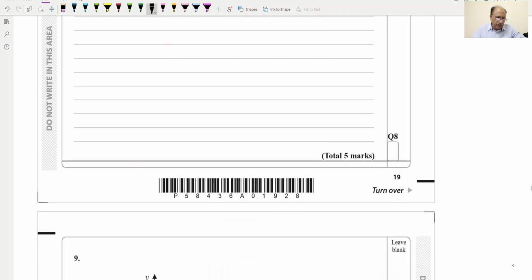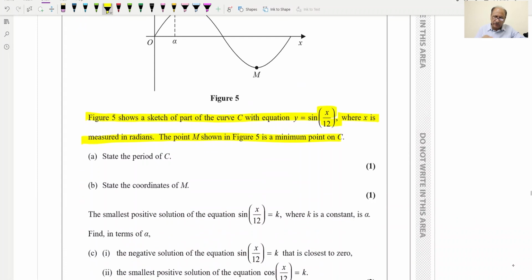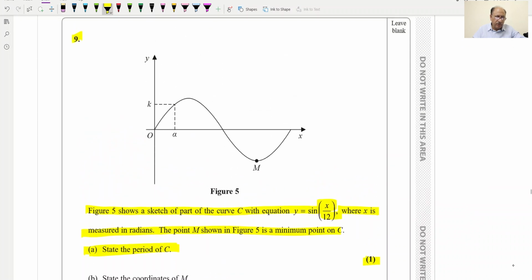Now we can move to the next question, and this is question number 9. Diagram is provided. Figure 5 shows a sketch of part of the curve C with equation y is equal to sine x over 12, where x is measured in radians. The point M shown in figure 5 is a minimum point on C. Part A: state the period of C. This is a 1 mark question. We need to find the period of C.